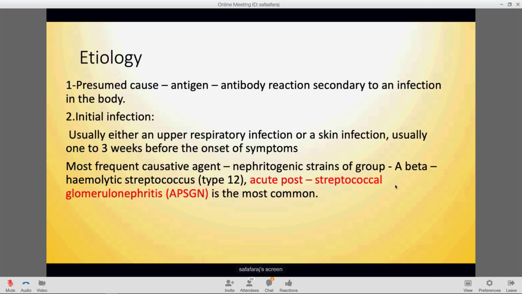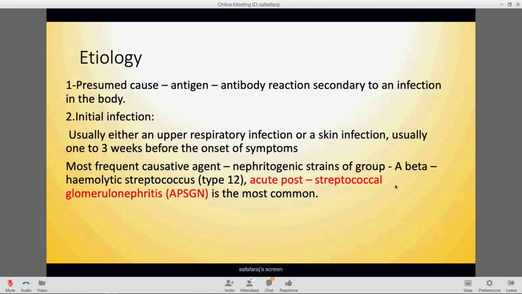The main cause of glomerulonephritis is antigen-antibody reaction secondary to an infection in the body, which is mainly bacterial. The initial infection is usually either an upper respiratory tract infection or a skin infection. Usually the period is 1 to 3 weeks before onset of the symptoms. The most frequent causative agent is the nephrogenic strain of Group A beta-hemolytic Streptococcal type 12, which is called acute post-streptococcal glomerulonephritis. It is the most common.